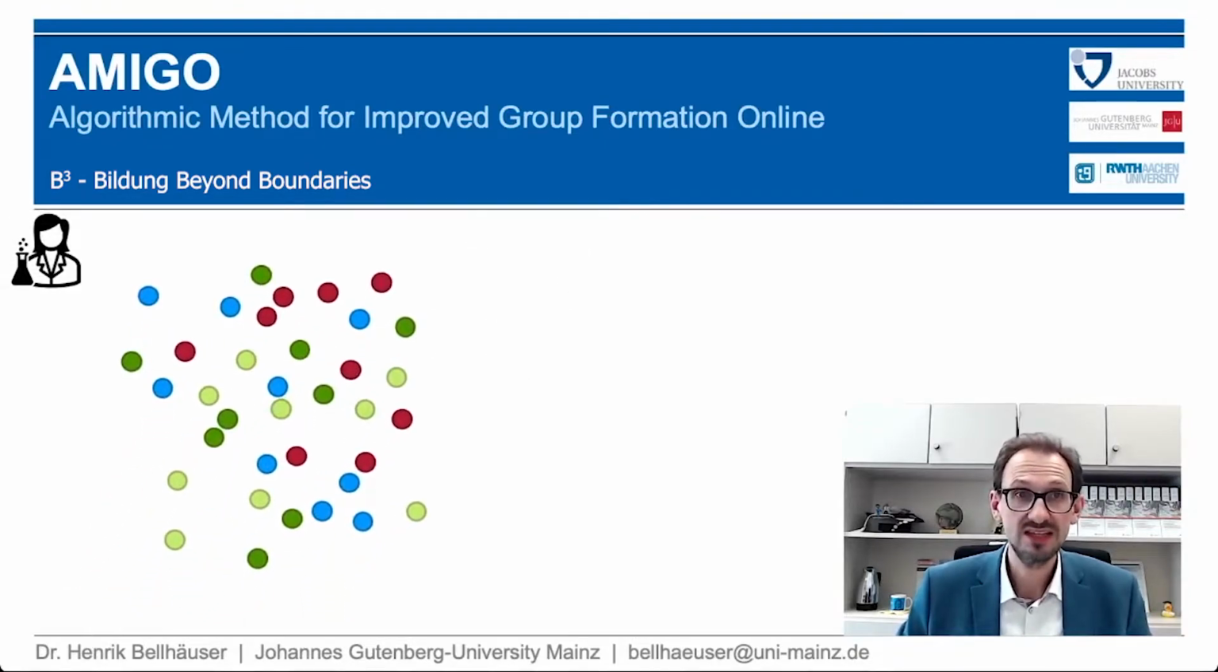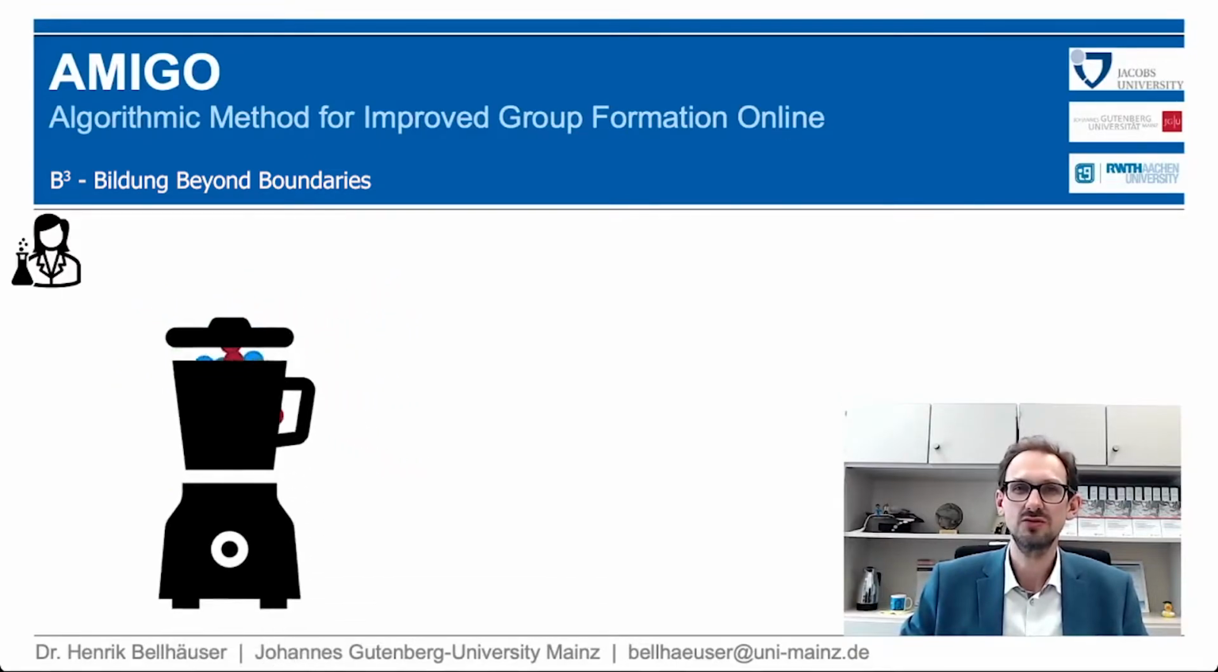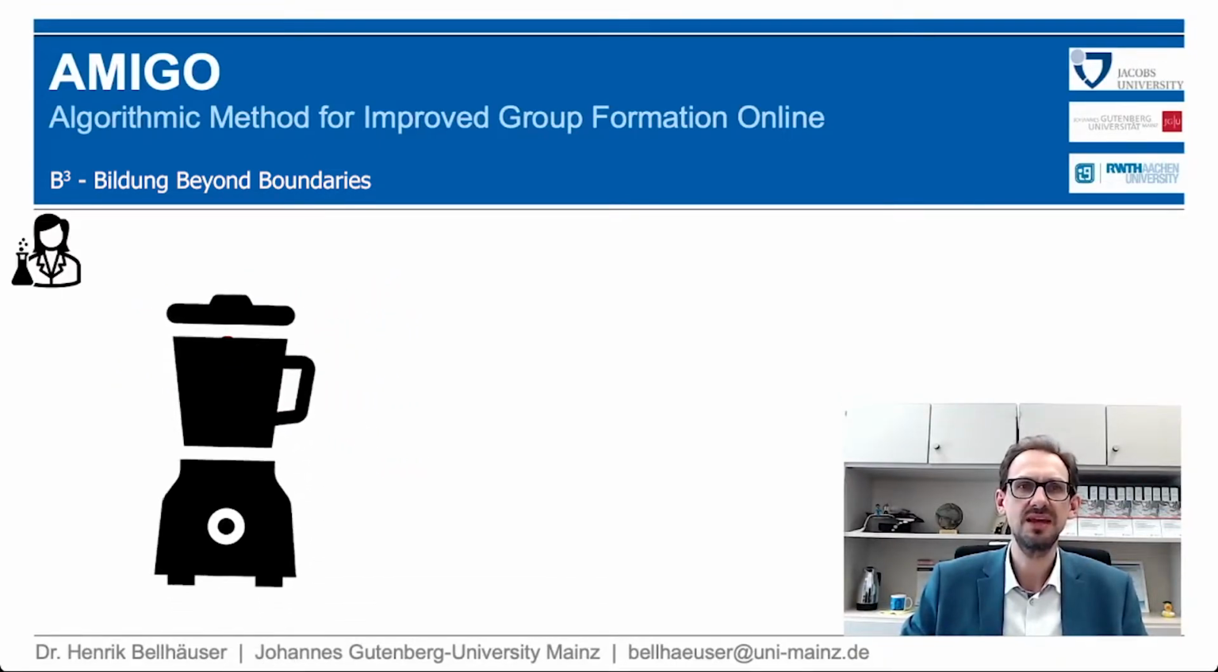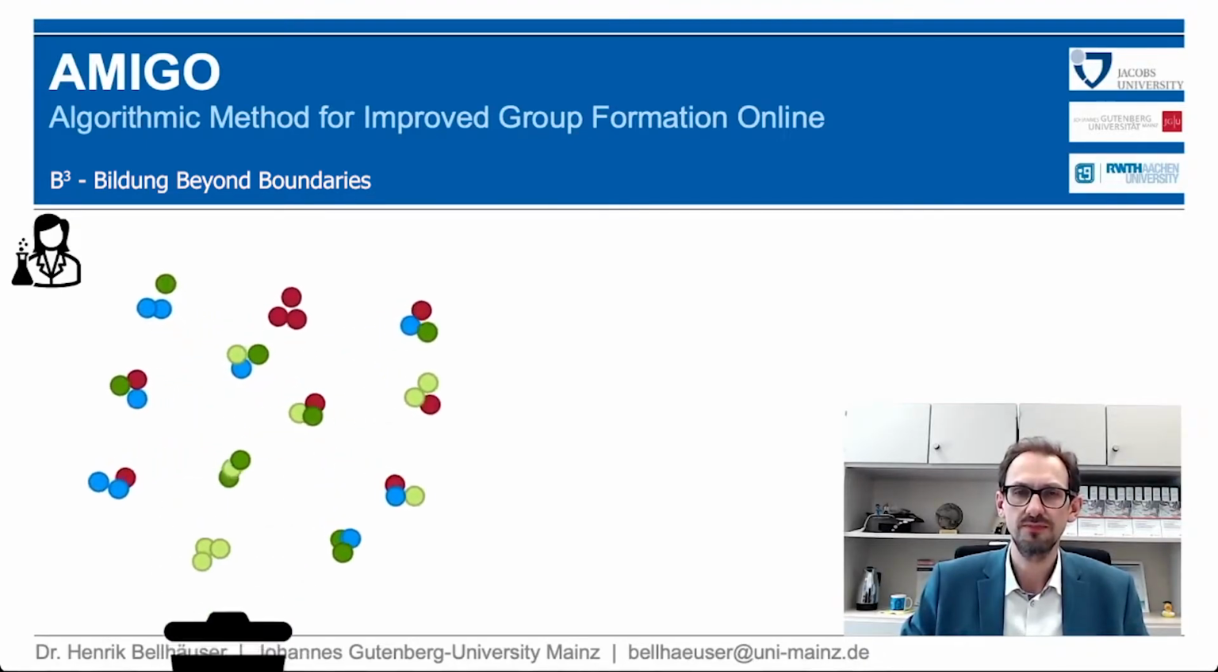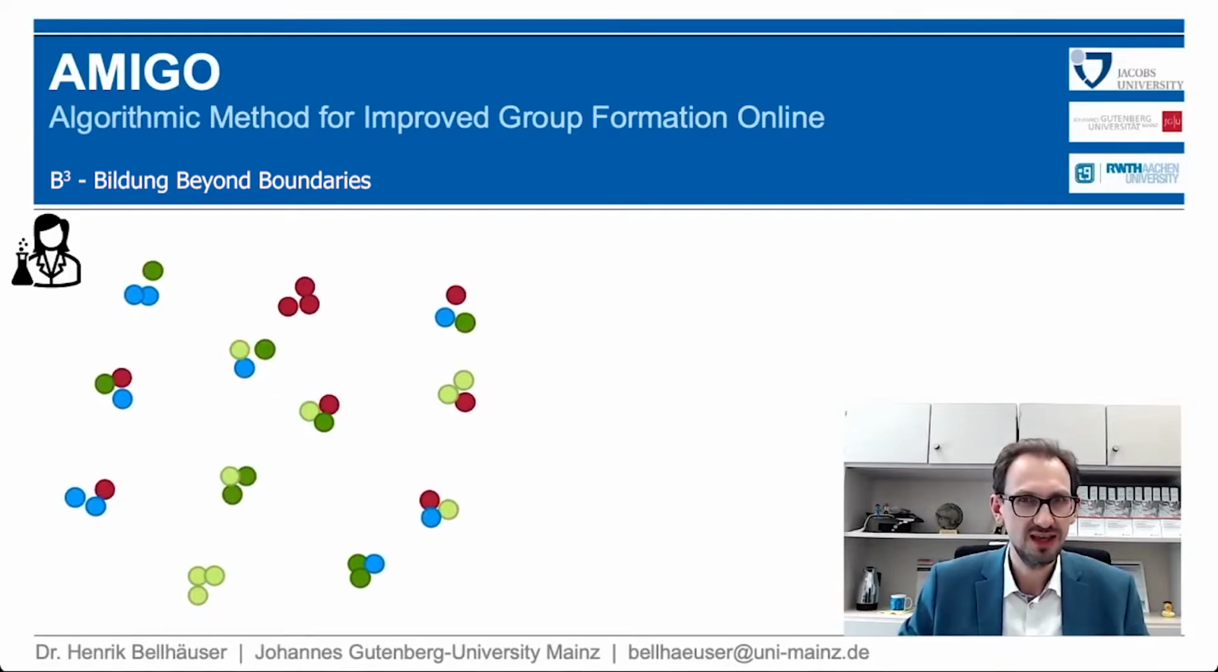Okay, so what can you do now in your course? Randomized grouping may be a solution in some cases because it increases heterogeneity within groups. But unfortunately, there will always be some groups that, by chance, are still homogeneous. And this is where the AMIGO project comes in.